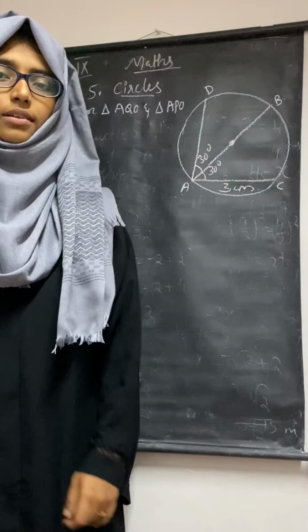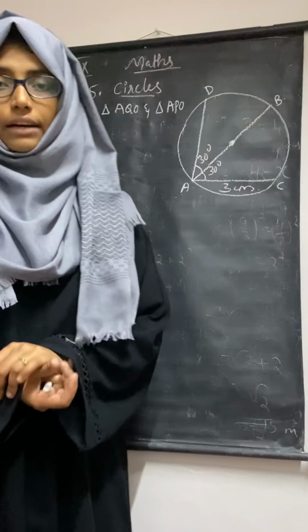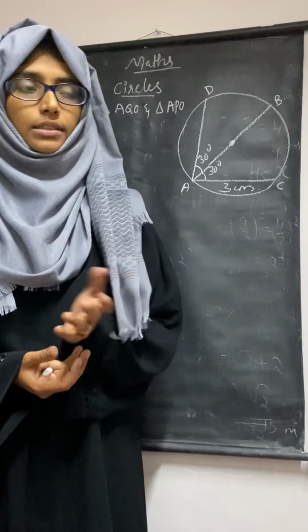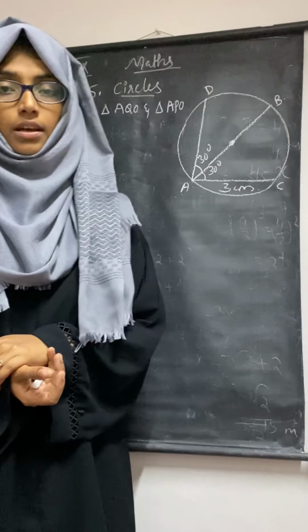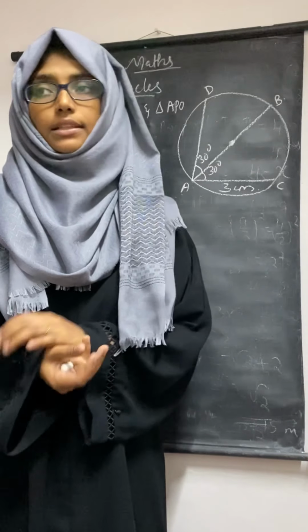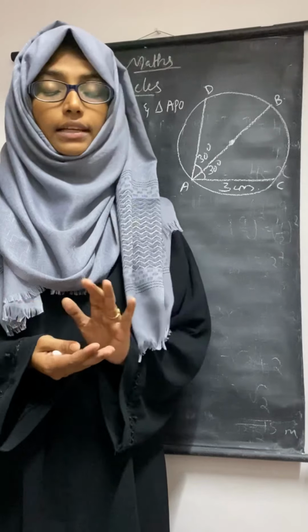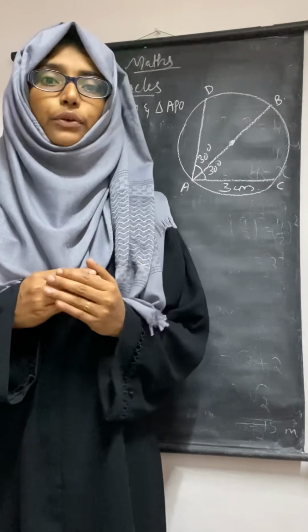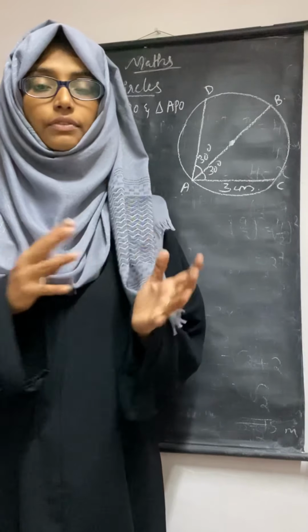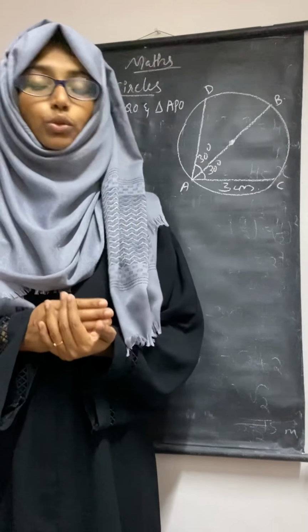Good morning to all. Last class we discussed chapter number 5, circles, and we learned new things. That is, if a circle is given without a center, we want to find out the center. So without a center, if a circle is given, you know how to find that center.